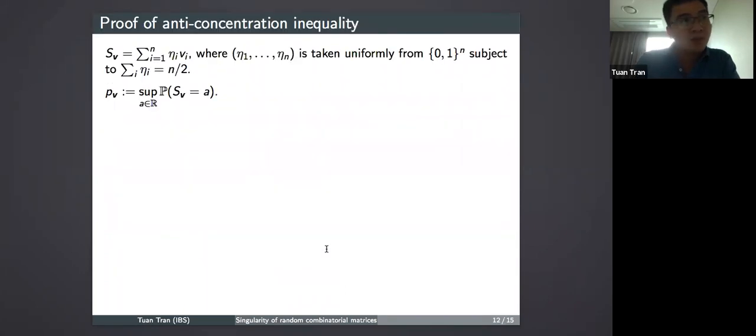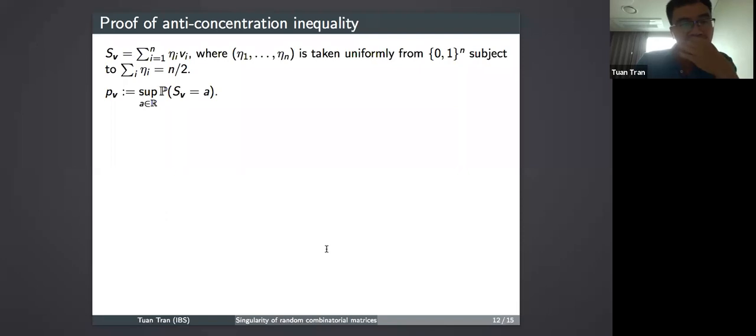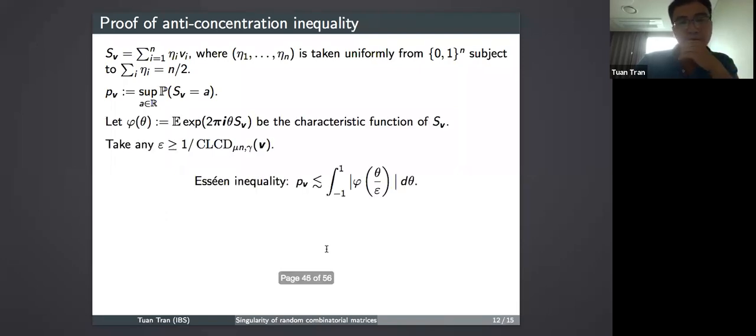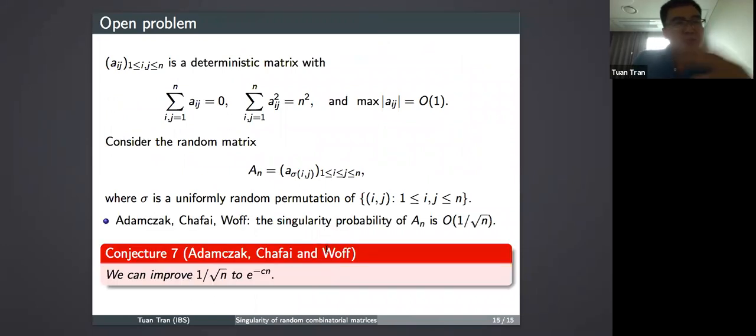So maybe there is a sketch of the proof of the anti-concentration inequality. Let me close the talk with an open problem. We believe that the tools which we have developed have other applications in random matrix theory.